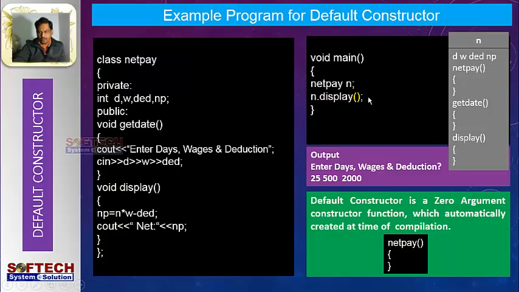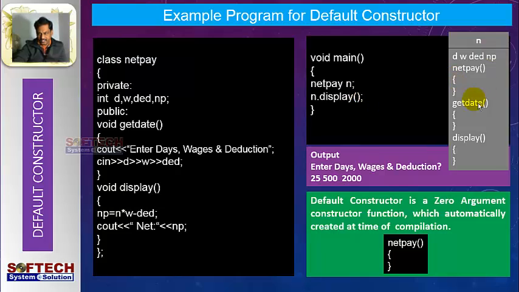Before that, we want to get the data for number of days, daily wages and deduction. So the second line is n dot get data. After creating the object, we want to call the get data function. N dot get data. The third line is n dot display.